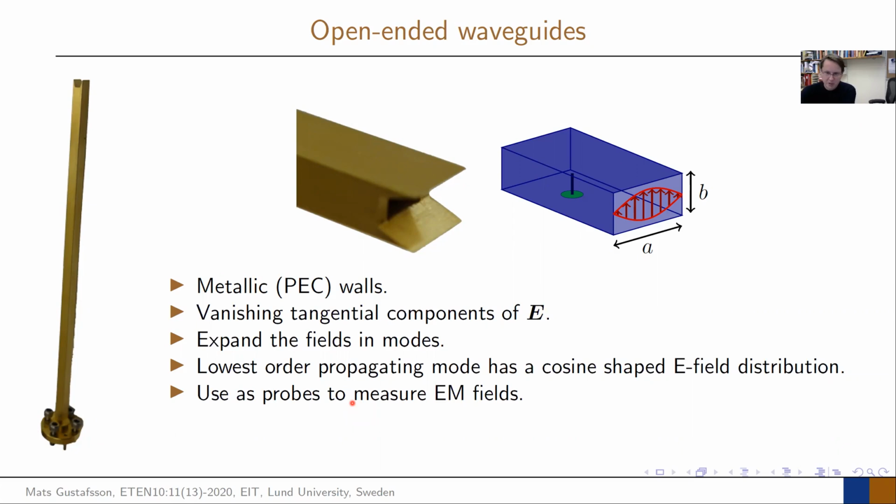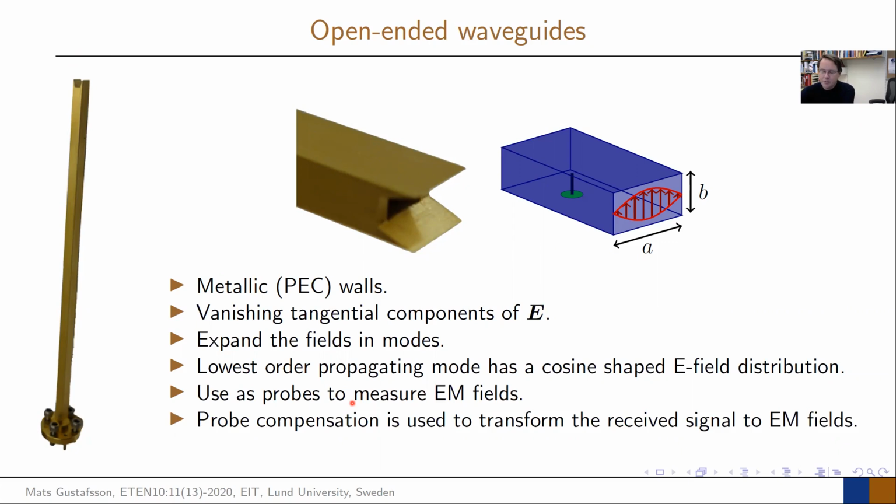The structure that we see here is actually used as probes to measure electric and magnetic fields. So this is a measurement probe. This one here is for 60 gigahertz, so it's very small. The aperture is very small. To really measure the field, we do something called probe compensation, because this doesn't really measure the field, it just measures the signal. If some electromagnetic field comes in here, we get out some signal down here, and to compensate for that is called probe compensation. It's done in all measurement systems.